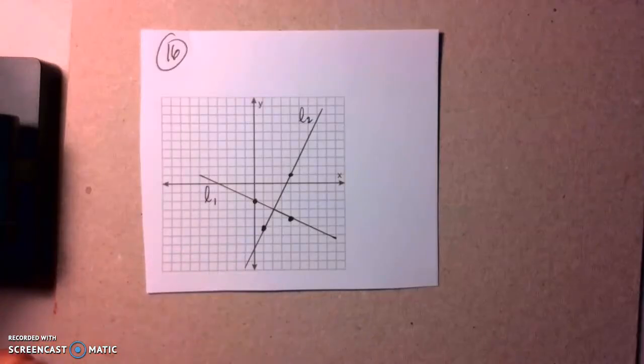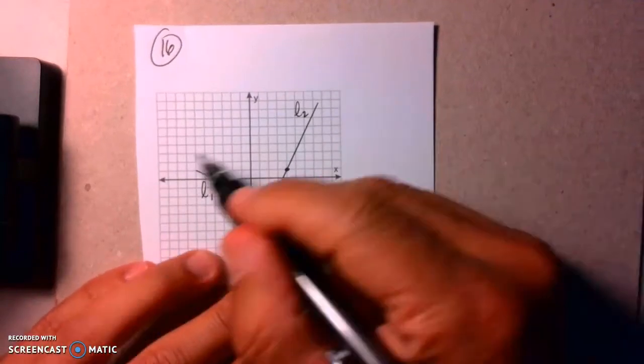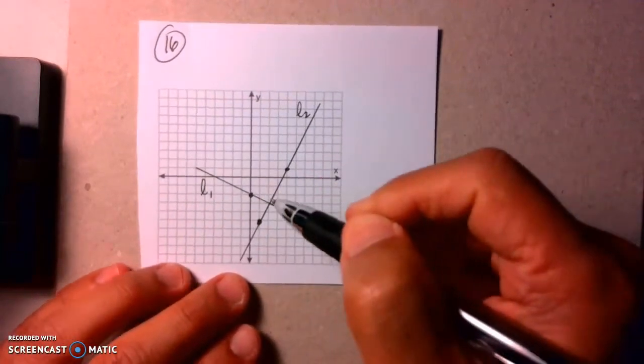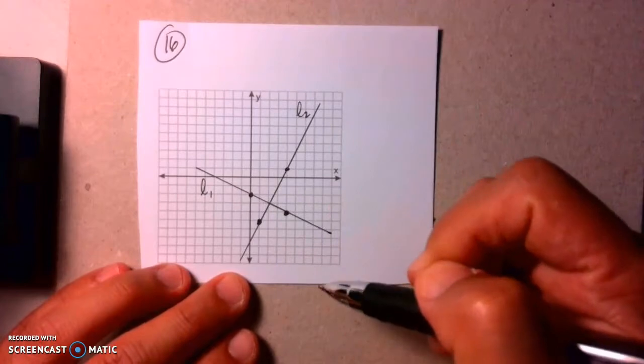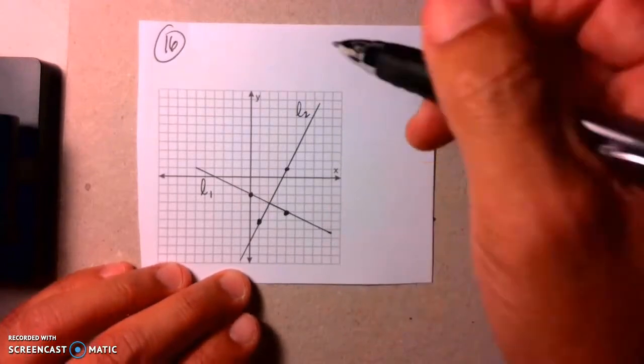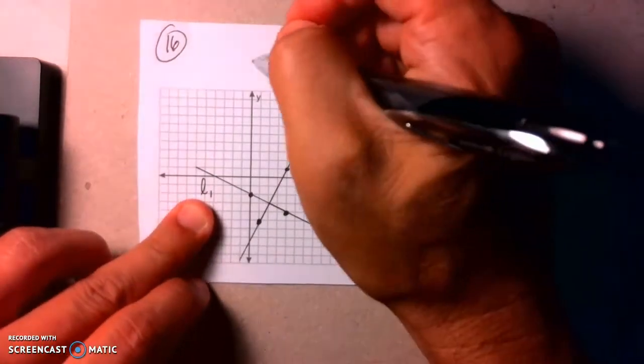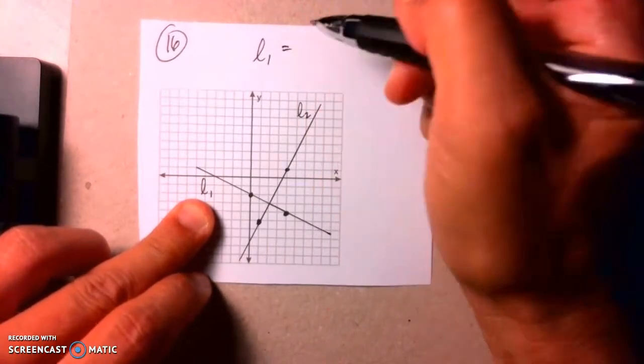Okay, moving on to number 16 here. It says, are line 1 and line 2 perpendicular? Explain using the slopes. You've got graph paper here. It kind of looks like it's 90 degrees, but you don't want to just guess that maybe it's 90 degrees. You're going to figure out the slope. So here's line 1. We're going to figure out the slope right now.